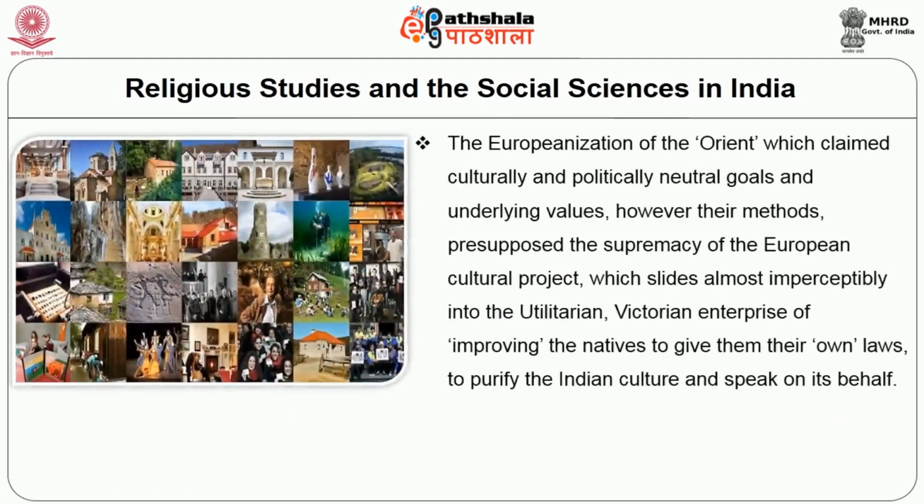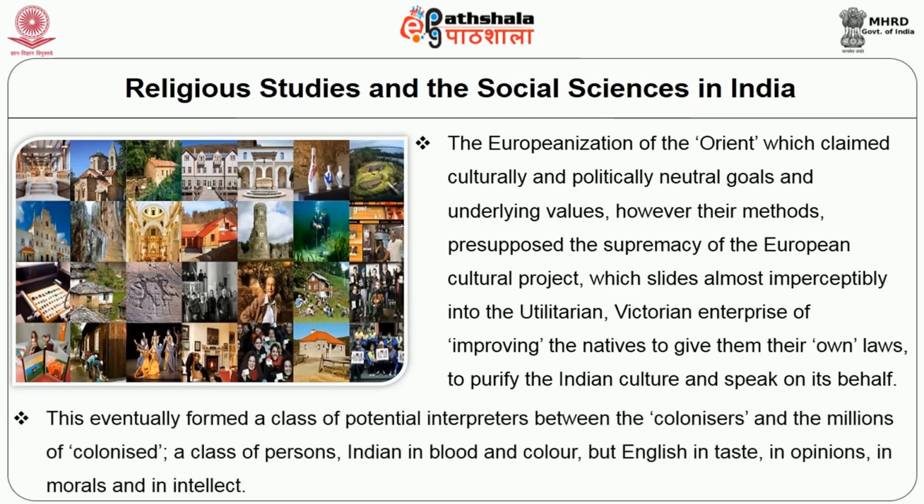The Europeanization of the Orient claimed culturally and politically neutral goals and underlying values; however, its methods presuppose the supremacy of the European cultural project, which slides almost imperceptibly into the utilitarian Victorian enterprise of improving the natives, to give them their own laws, to purify the Indian culture and speak on its behalf. This eventually formed a class of potential interpreters between the colonizers and the millions of the colonized, a class of persons, Indian in blood and color, but English in taste, in opinions, in morals, and in intellect.